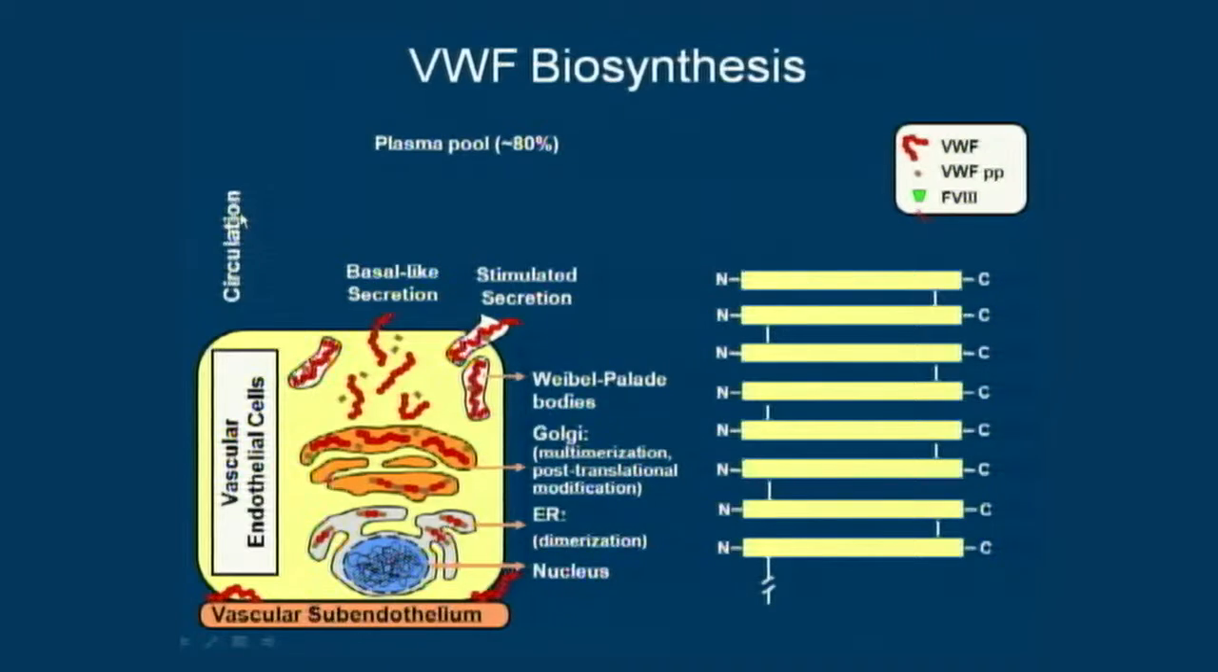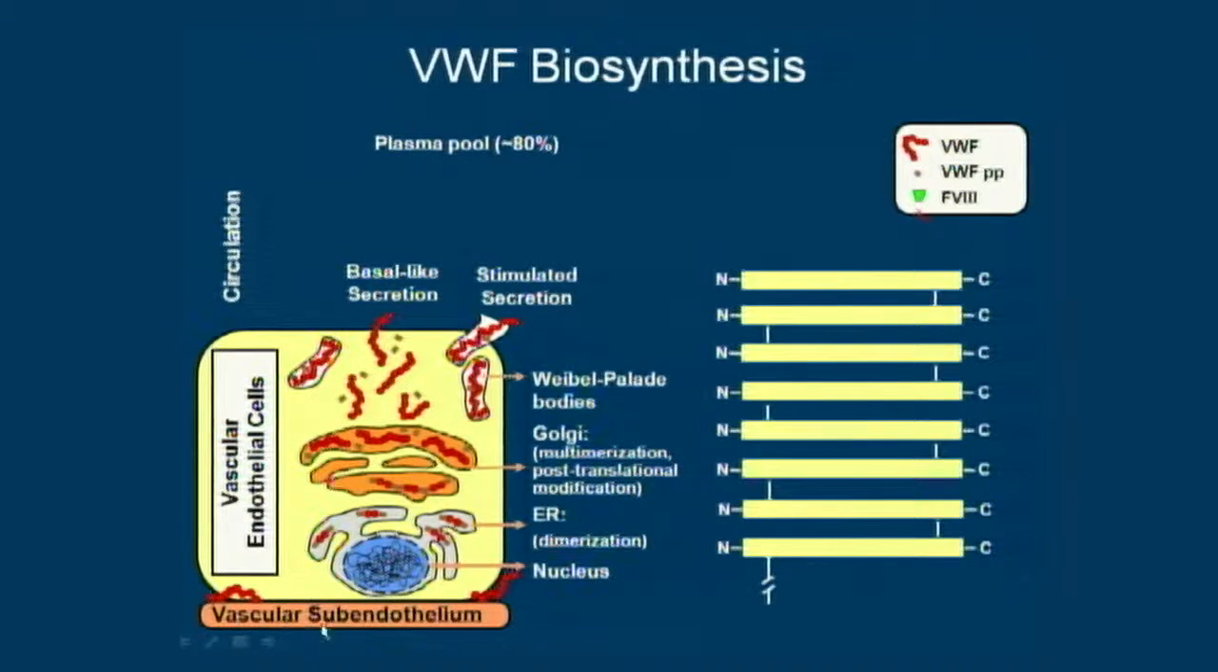That said, there is a basal-like secretion pathway for von Willebrand factor that's sort of poorly understood, and it probably is in part incompletely processed and incompletely targeted von Willebrand factor. And that looks like it goes both directions and is probably the source of vascular subendothelial von Willebrand factor.